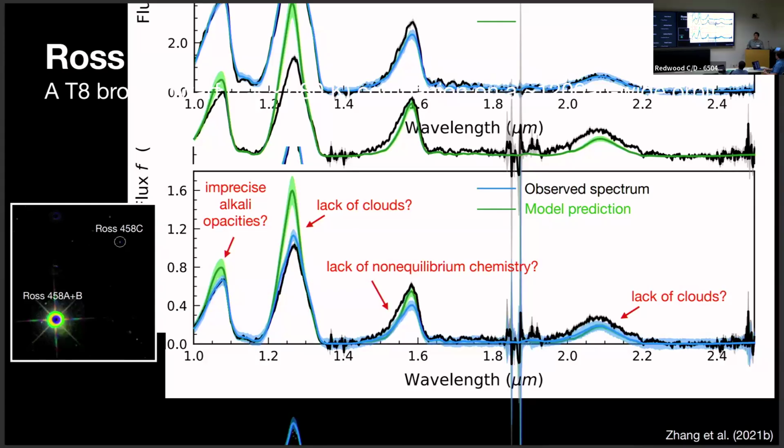And they can teach us how we can further improve the models in the near future. Imagine if we have a list of benchmark brown dwarfs, we'll be able to anchor the model prediction over a wide parameter space. So that means we want to find more of these brown dwarf companions.